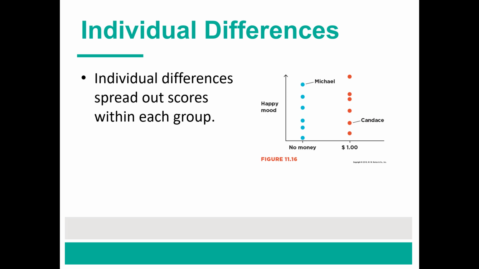Another source of within-group variability is individual differences. Some people are faster runners than others, some are smarter, some are funnier, and so on. In the graph, you can see how participants who received money were slightly more cheerful than those who did not receive money. But there was a lot of overlap in the two conditions. Thus, the individual differences within each group obscured the between-group differences.